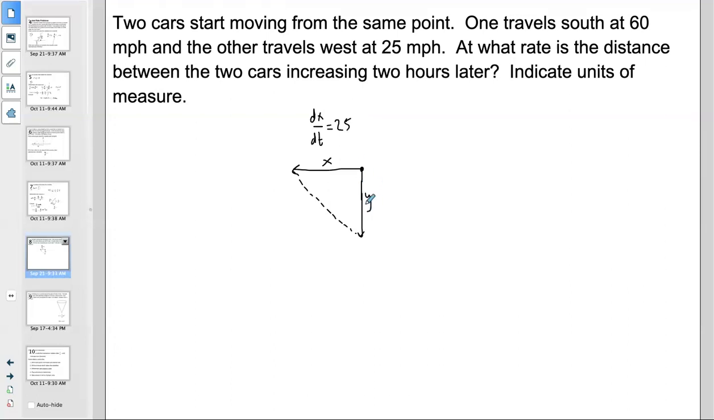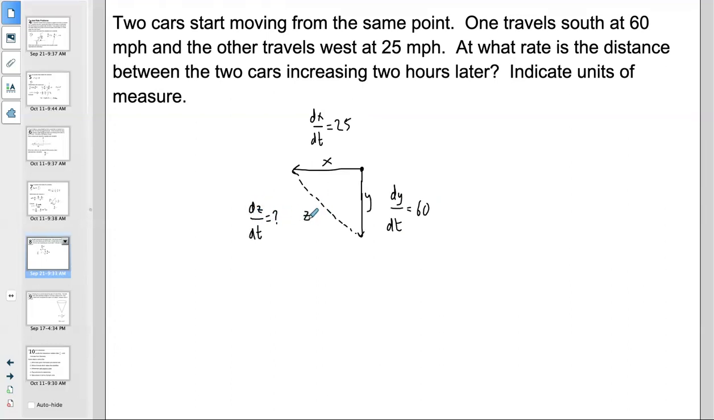And this is the 60, it's dy dt. And I'm trying to find this distance. I don't know what it is. I'm just going to call it z or something. But I'm not actually trying to find z. I'm trying to find dz dt.